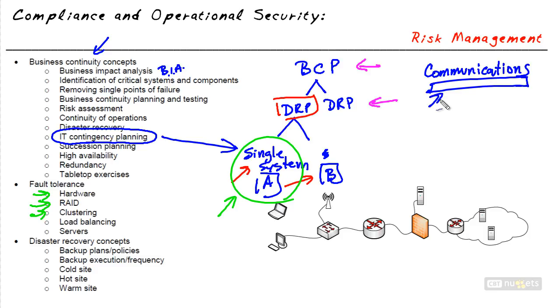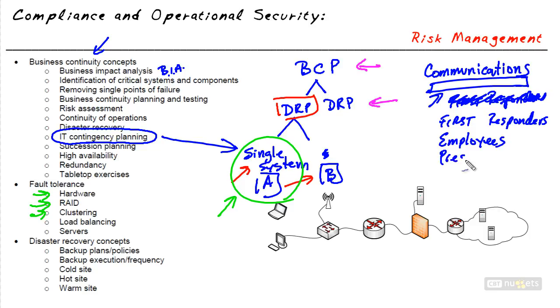So part of the disaster recovery plan, which serves the overall business continuity plan, is going to detail the communications that need to take place. For example, who are the first responders going to be? That should be identified as part of our overall plan. How do we communicate to our employees? Who talks to the press? That should all be identified in our business continuity plan and disaster recovery plan.